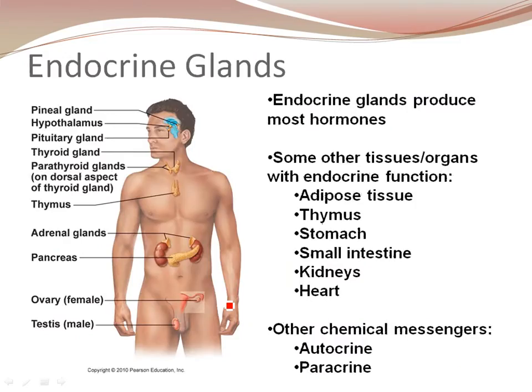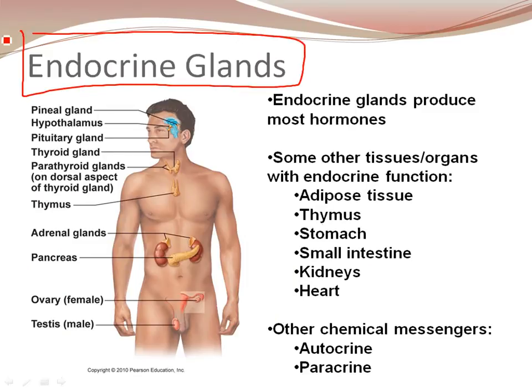Now, throughout this unit, you're going to be studying the various endocrine glands within the body that produce all of these hormones, and you're going to learn about the hormones that they all produce and what they do, what effects they have on the body, and how they exert their control. So the glands you will primarily be studying are the hypothalamus and the pituitary gland.